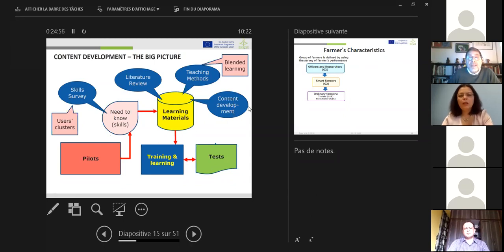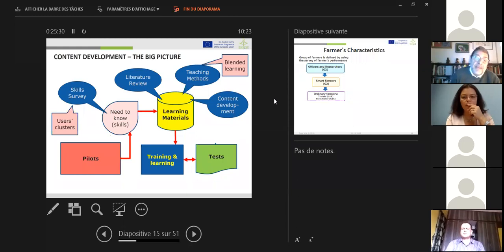So these were the main viewpoints in content development, and also we thought in terms of how we can measure the efficiency and effectiveness of training trainers and smart farmers. So the content development went together with finding the best testing facility and procedure. The next.